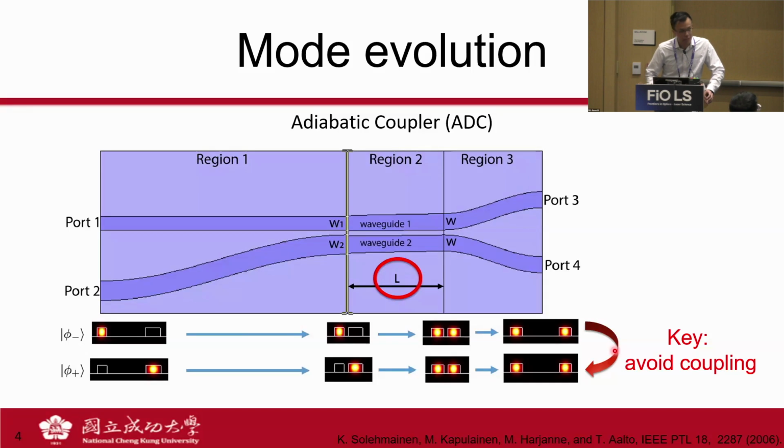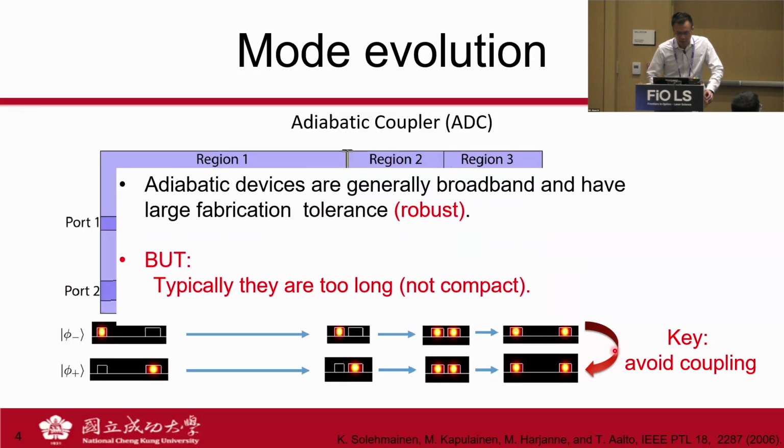And the advantage of these mode evolution-based devices is that because their operation is based on mode evolution instead of mode coupling, they are very robust against fabrication errors and wavelength changes. So they are naturally very broadband. As we can see, these devices are robust, but the problem is that in order to satisfy the so-called adiabatic condition or adiabatic criterion, the devices are typically very long. So how do we solve this problem?